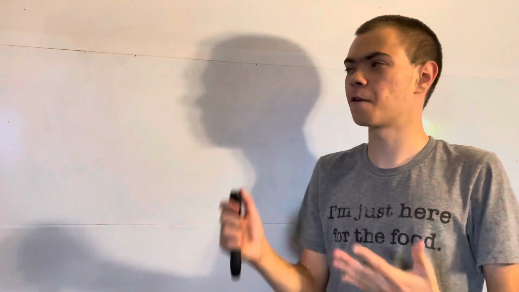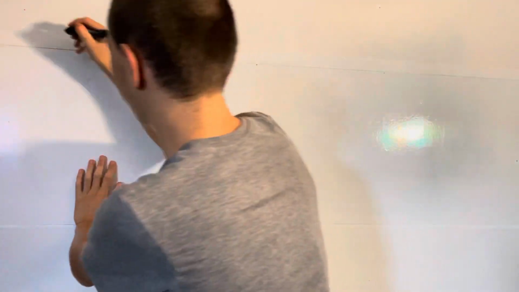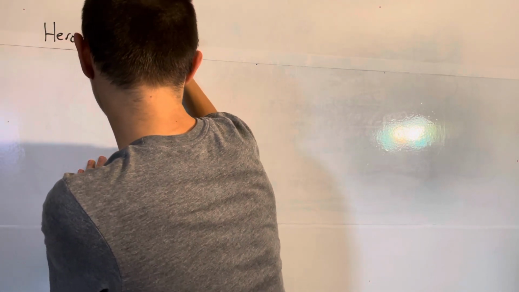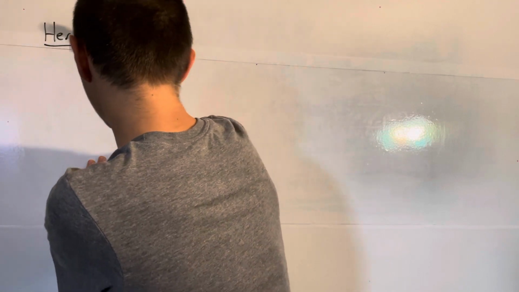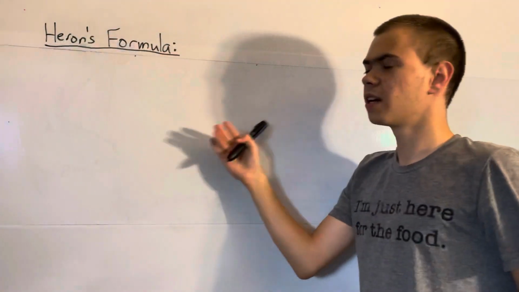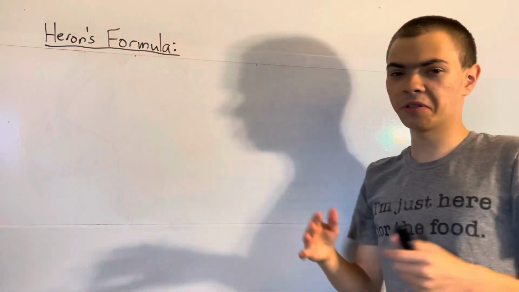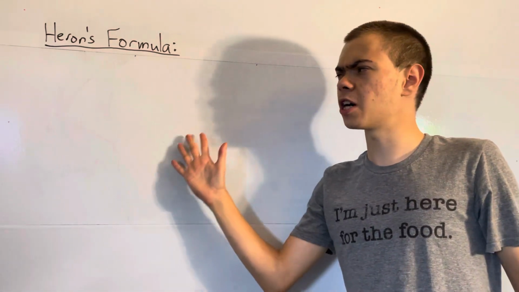In this video, we're going to derive Heron's formula. So let me just write that down. Heron's formula. So what is Heron's formula? Heron's formula is basically the formula for an area of a triangle.